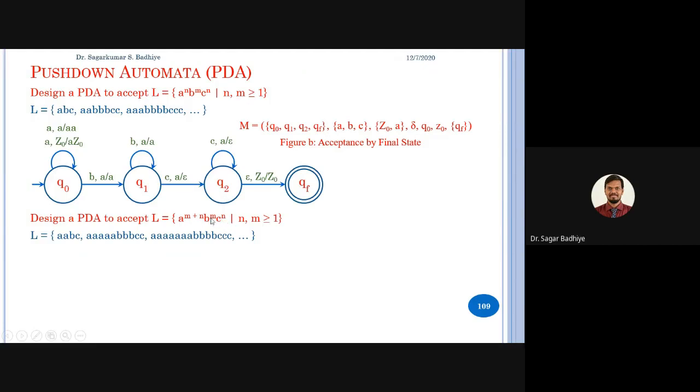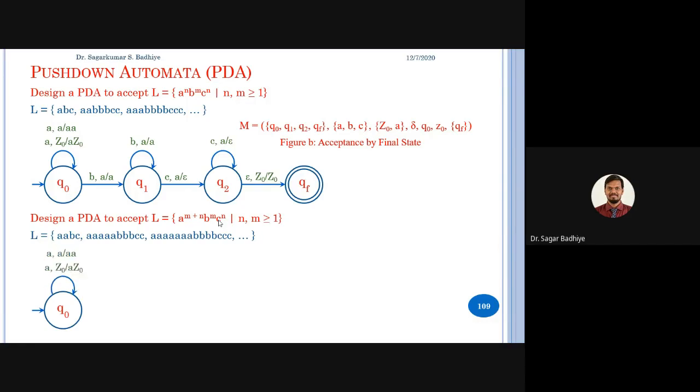And now B and C can be any number. This is independent. You can have 1B and 4C if there are 5 A's, or you can have 1C and 4 B's, right? You can have any combination, but the total number of B and C should be equal to the number of A's only, right? So the logic is very simple.